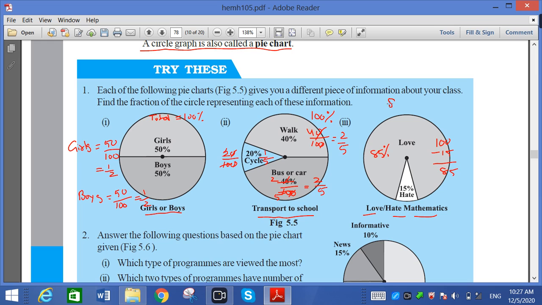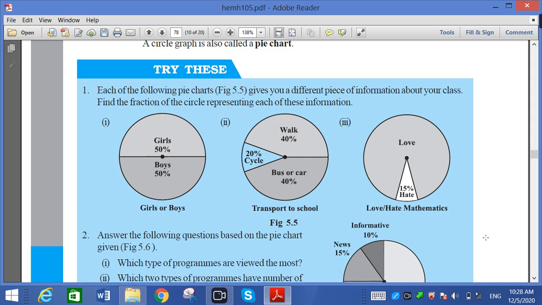But for fraction, I have to write 85 upon 100. So 17 5s and 20 5s. This 5 cut. So 17 upon 20 is the fraction or sector for love maths. Now 15 upon 100. Again 5 3s and 20 5s. So these 5 cut. So 3 upon 20. So it is an easy graph, pie chart or circle graph. It is too much easy. We can easily represent it ourselves.